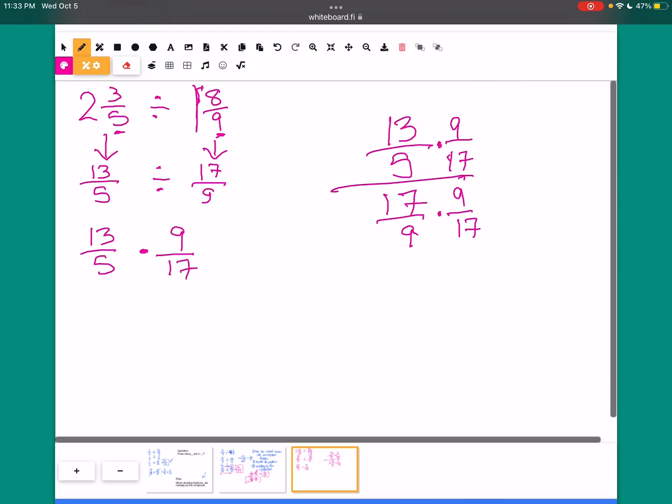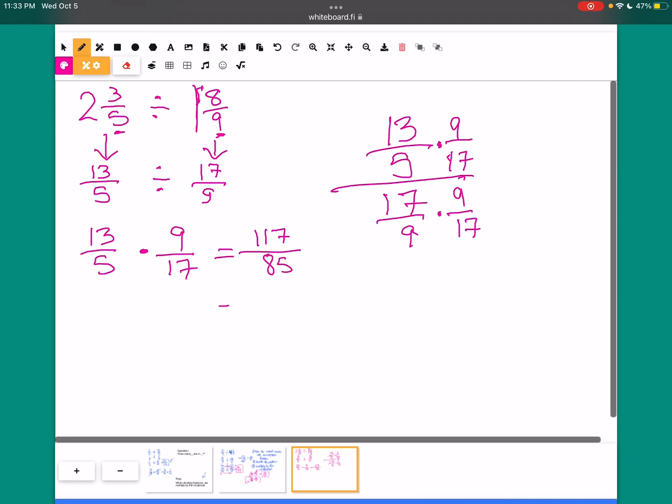Okay. And we actually don't have any common factors that we can factor out here. This is really one of those difficult problems that make you want to pull your hair out. All right, so 10 13s would be 130, so 9 13s are 117. And 5 times 10 is 50, 5 times 7 is 35, so it's 117 over 85.